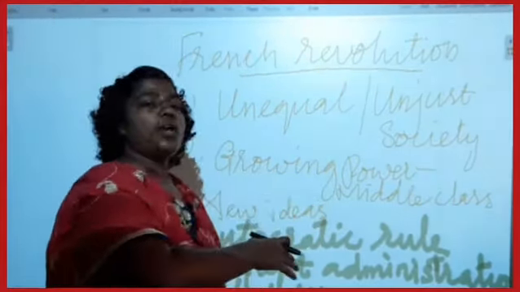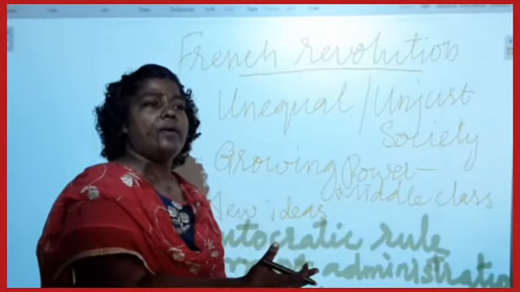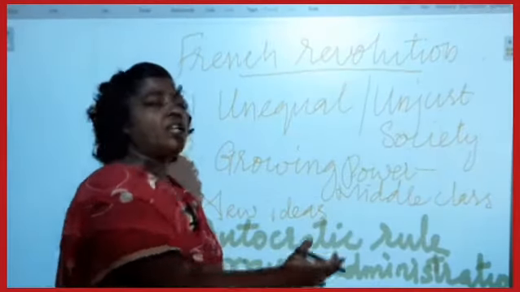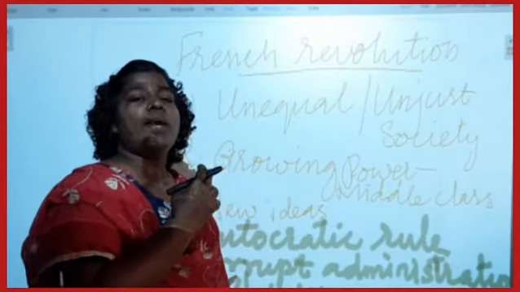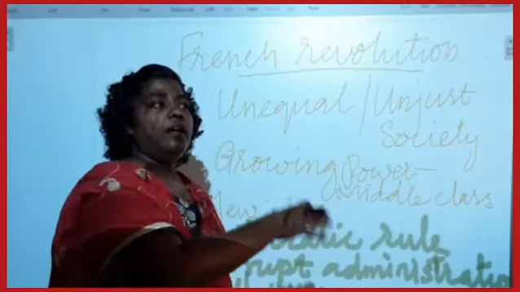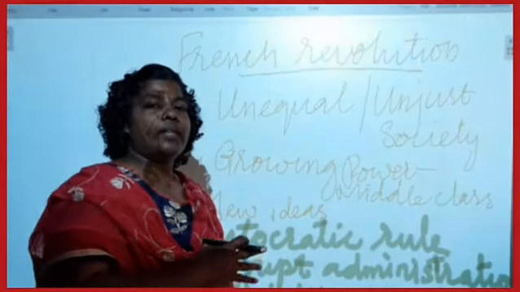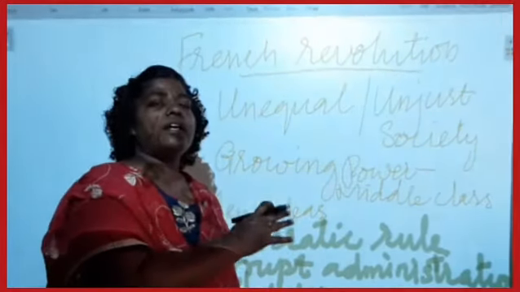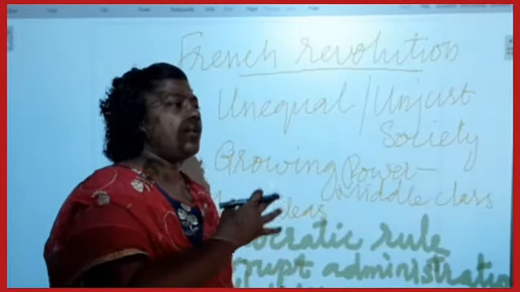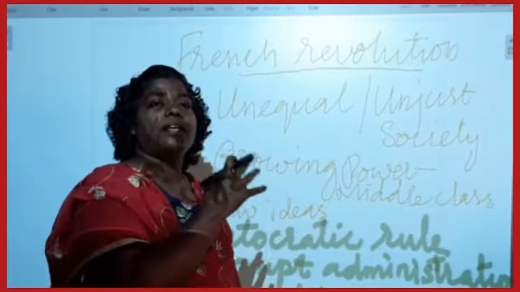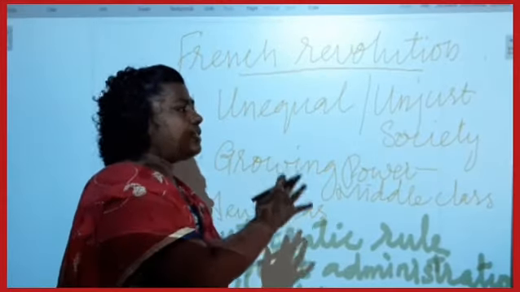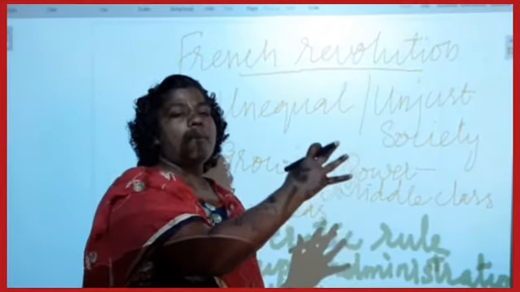While these people enjoyed all the privileges, no burden of tax, and lived a luxurious life, the third class people were not given any privileges in society. The government was not bothered about the third estate. And the third estate was overburdened with heavy taxes. Even salt tax was collected from the peasant community.